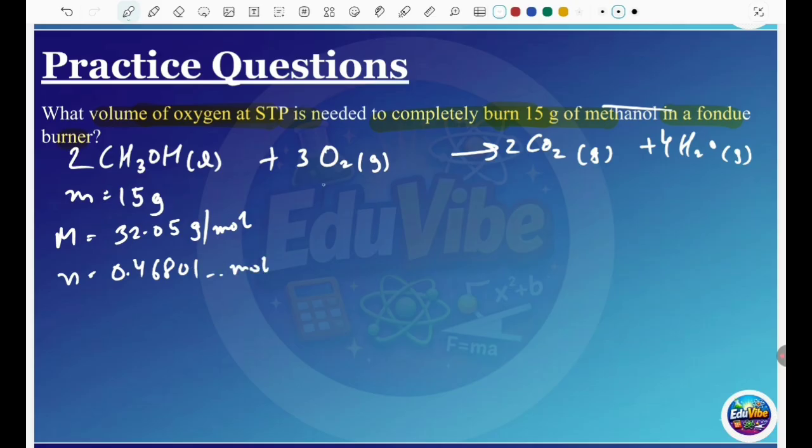Then we have to find the volume of O2. So we need many things in this. So this is STP, so it means we have a pressure equivalent.